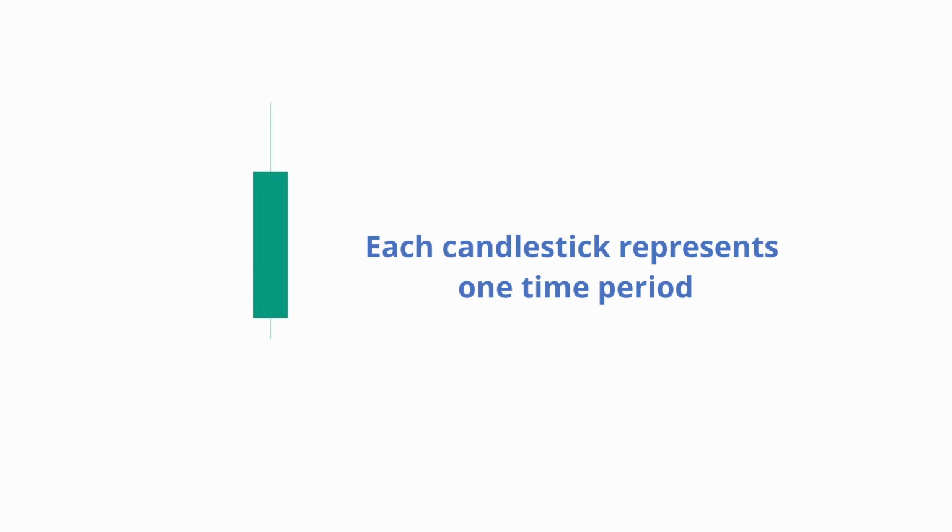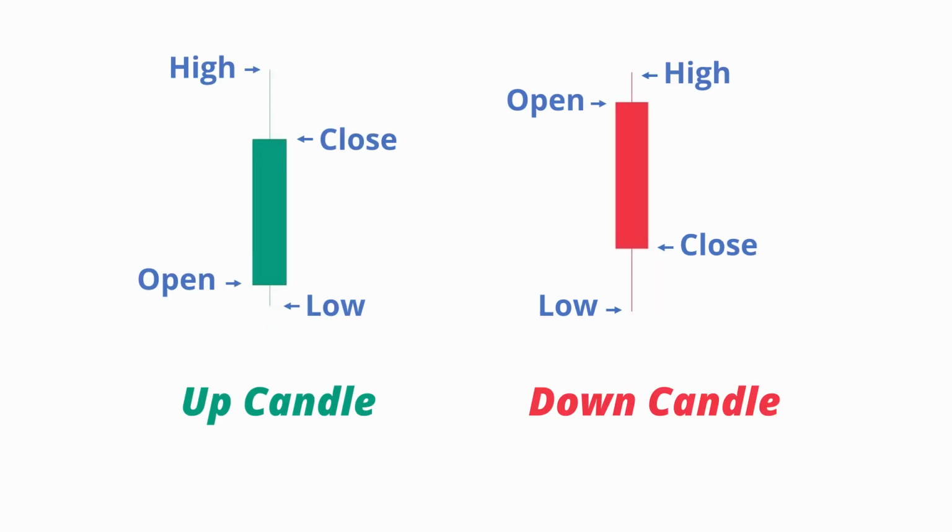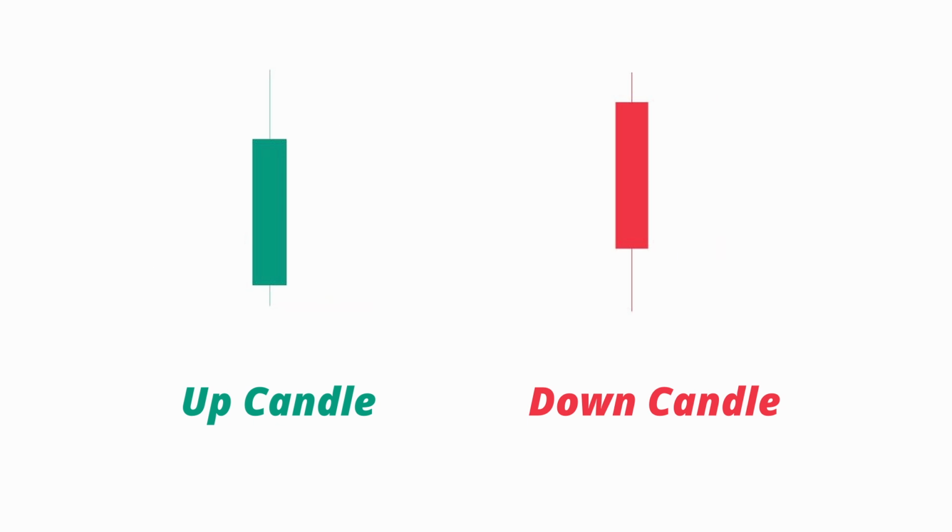Each candlestick represents one time period. That could be 1 minute, 1 hour, or 1 day. Every candlestick shows 4 key prices: the open, the high, the low, and the close. The body of the candle shows the open and close. The wicks show how far price moved during that period.